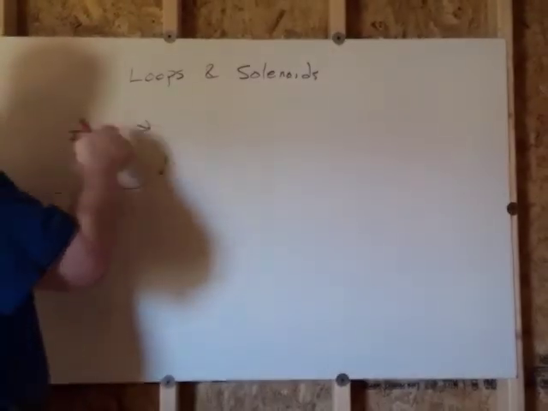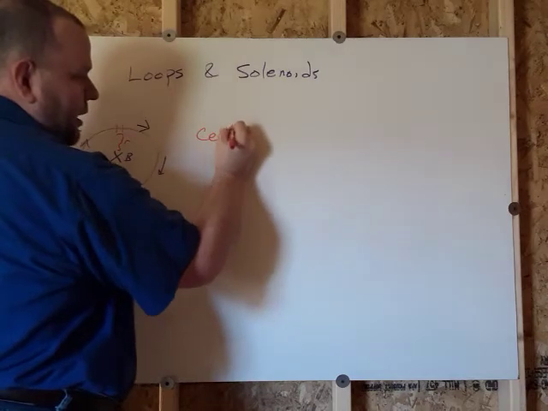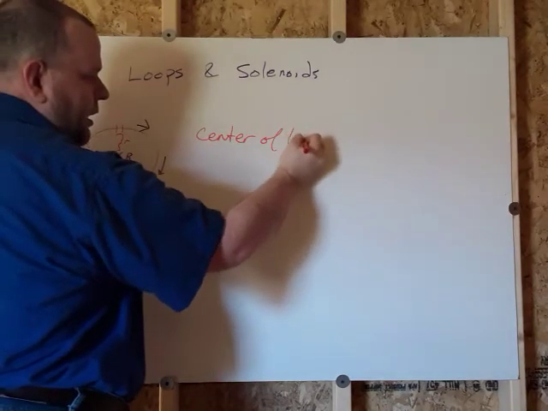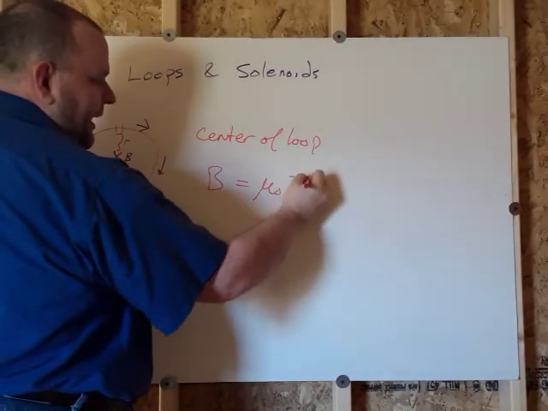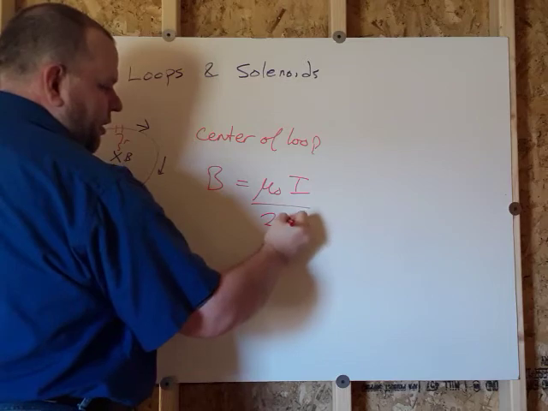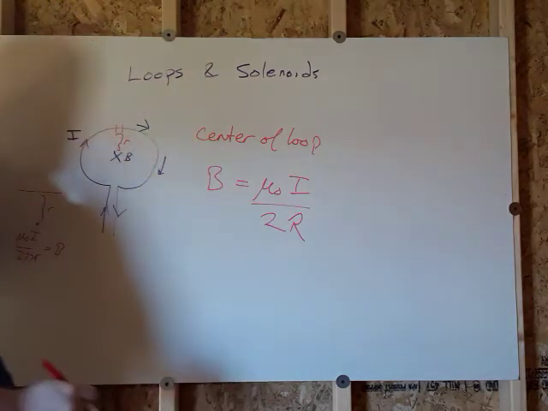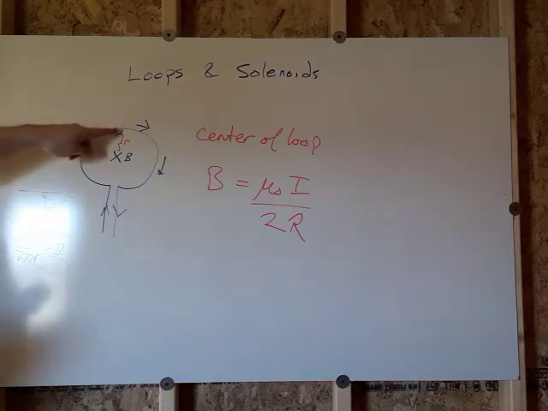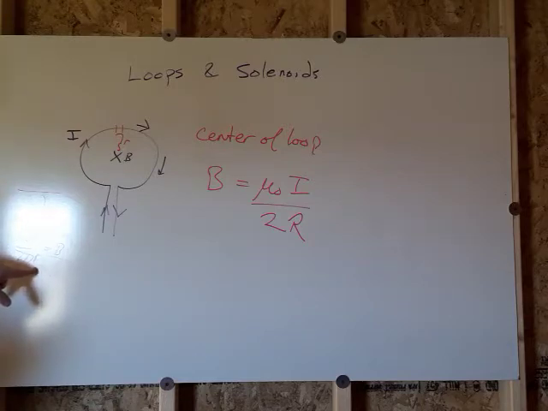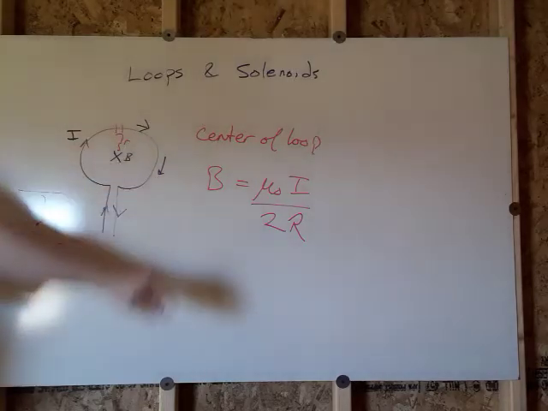But the gist is, at the center of a loop, the field looks like mu naught I over 2r. Not 2 pi r, 2r. That's because we're taking individual little segments, which look like mu naught I over 2 pi r. We're adding them all up, and we get 2 pi of those. And so that cancels. And then that's supposed to be the total field, but half of it's outside, half of it's inside, so you get a 2.